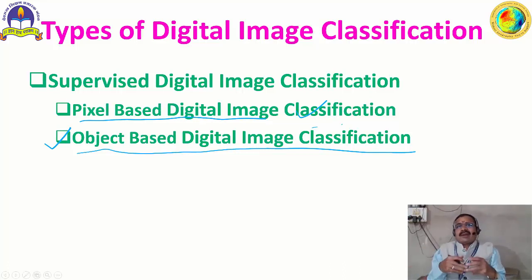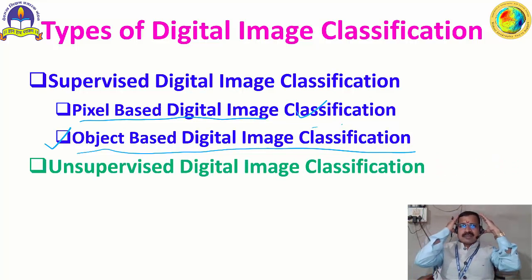And when you are unaware about the objects available in that region, at that time you may use the pixel based supervised digital image classification, and you can convert the spectral class into information class. Next one is unsupervised digital classification.